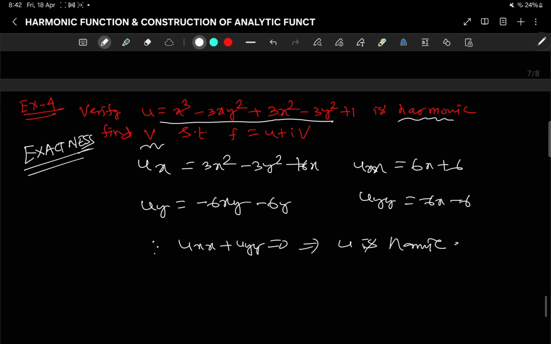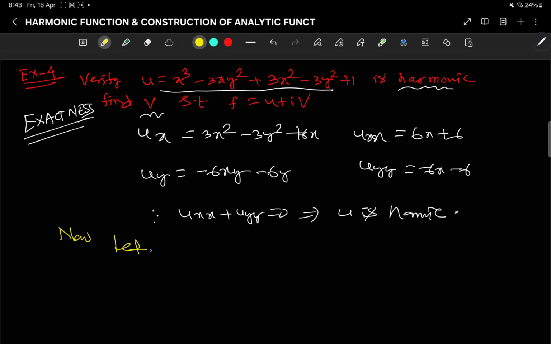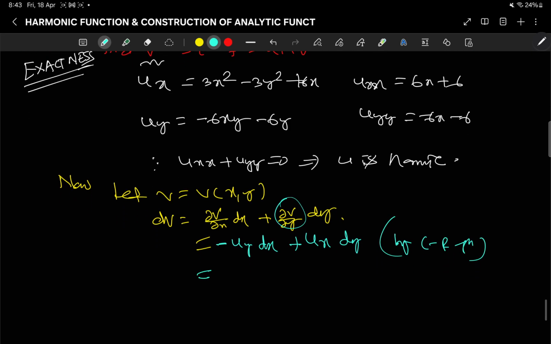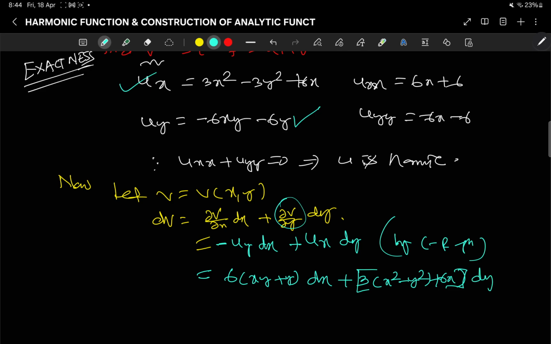Now let v be v(x,y). So dv is equal to ∂v/∂x dx plus ∂v/∂y dy. In view of the CR equations, this is −u_y dx plus u_x dy. Now substitute the values of u_y and u_x. So I am getting (6xy + 6y) dx plus (3x² − 3y² + 6x) dy, which is exact.